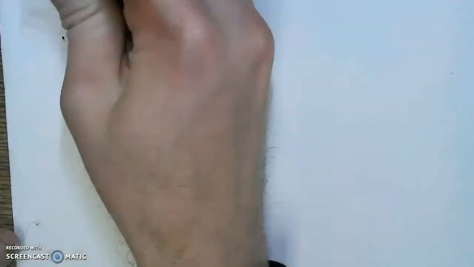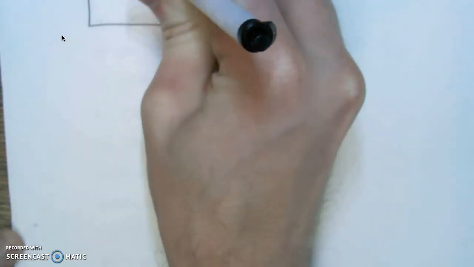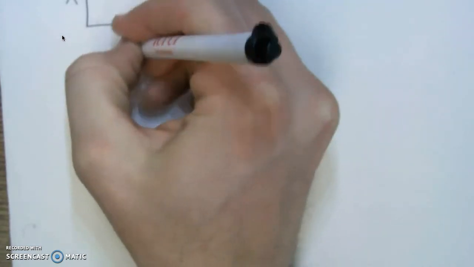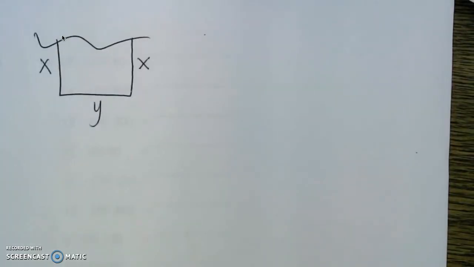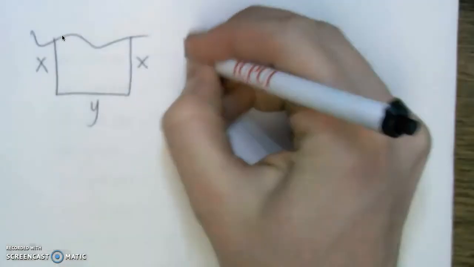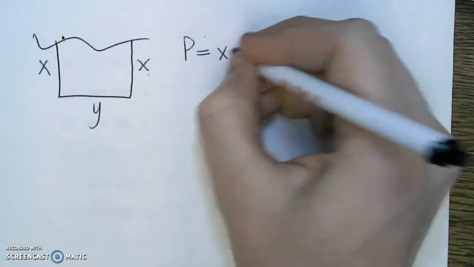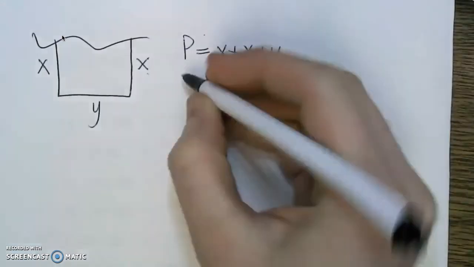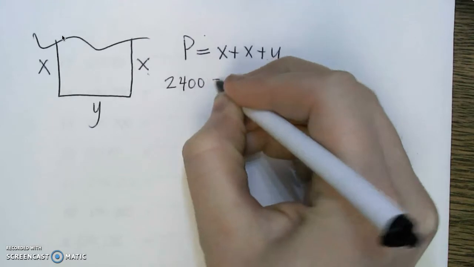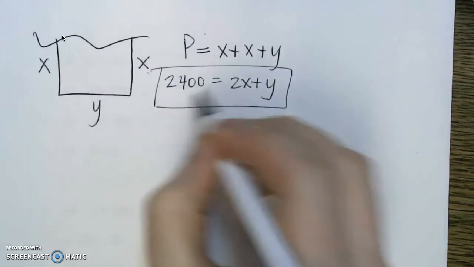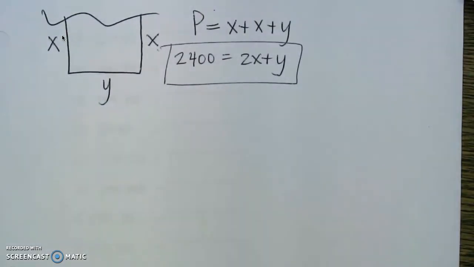So we're talking about this river and we're building a fence around it. We would assume that these are the same, and then we've got a length because it talks about a rectangle. And the perimeter they're saying is 2,400. So let's put that. Perimeter would equal the two x's together and the y, and it should equal 2,400. We'll keep that over here off to the side, and we're going to use that in a little bit. What we want to maximize is the area.